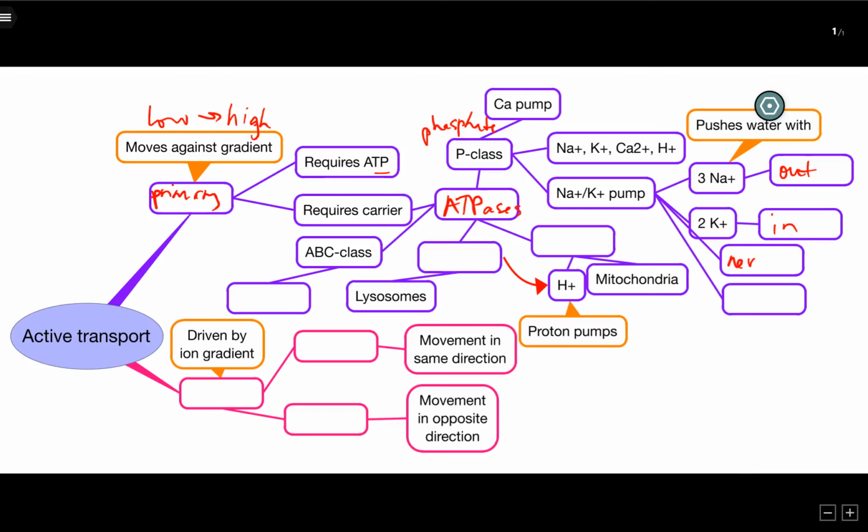So this happens in nerves. This happens just to maintain cell volume. Anytime there's a slight change in cell volume, the sodium potassium ATPase pump kicks in because sodium will push water along with it, because sodium binds water onto it. So it's going to maintain cell volume.